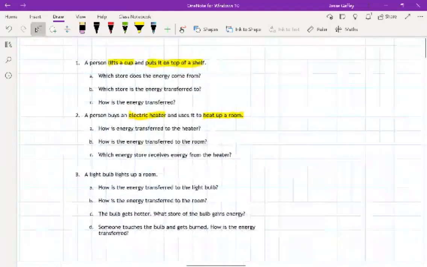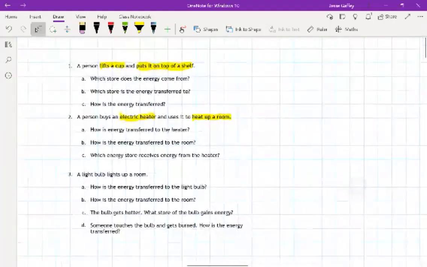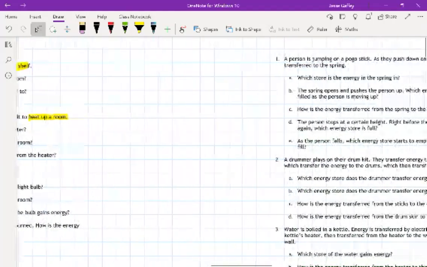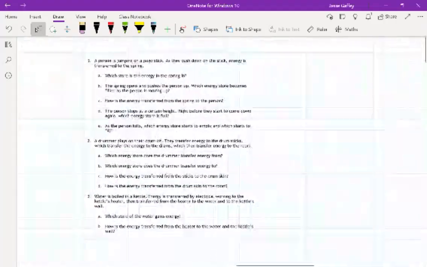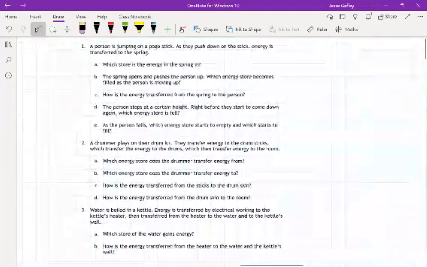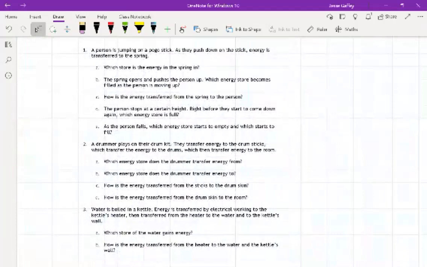Okay, so now that we've done those and we've got a flavor for how to do those, here are some more. We've got questions 1 to 3 again. So pause the video and do them now. A person is jumping on a pogo stick. We saw Tigger on the pogo stick in the first video. As they push down on the stick, energy is transferred to the spring. So it squeezes the spring.